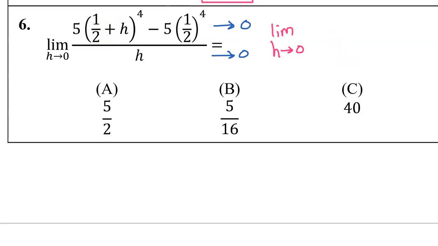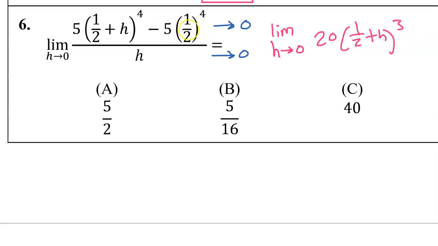So taking the derivative of the numerator requires the chain rule. So taking the derivative of the outer function here, 4 times 5 is 20. So we have 20 times 1/2 plus h to the 3rd power. I would normally then multiply by the derivative of the inner function, but the derivative of 1/2 plus h is just 1, so we don't need to write that down.